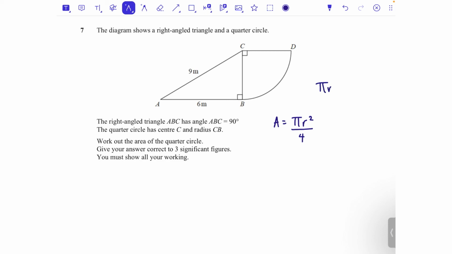You might also be happier with the idea of timesing it by 90 out of 360, and either of those are absolutely fine, okay? But either way, we need to know what the radius is. We need to know the radius of a circle. Now, the radius of a circle is that, but it's also that. So can we find out how long either of those lengths are? Yes, we can. We can use that right-angled triangle, and we can do Pythagoras. I know this is Pythagoras because I've got 2 sides, and I want to know the third side.